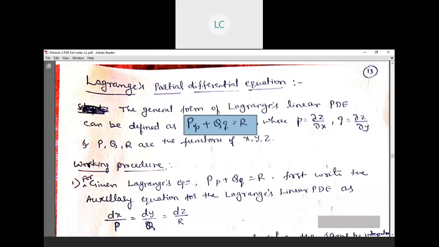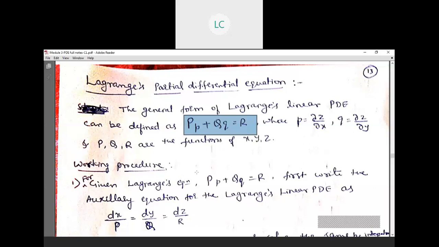That is capital P into small p plus capital Q into small q, which is equal to R. Here small p is dou z by dou x and small q represents dou z by dou y, the standard notation. And capital P, Q, R are functions of x, y, z. If the equation is in this form, then this is the standard Lagrange's linear PDE.